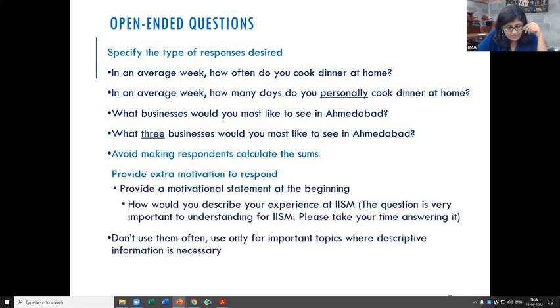Provide extra motivation to respond. So if you must absolutely have an open-ended question, don't ask it too often. Only have 1 or 2 or maybe at most 3. And also say that the question is very important for understanding something. Please take your time in answering it. That one cue tells you that this is very important for the person. So, okay, if I can answer it, I should take my time. Write it down very specifically.